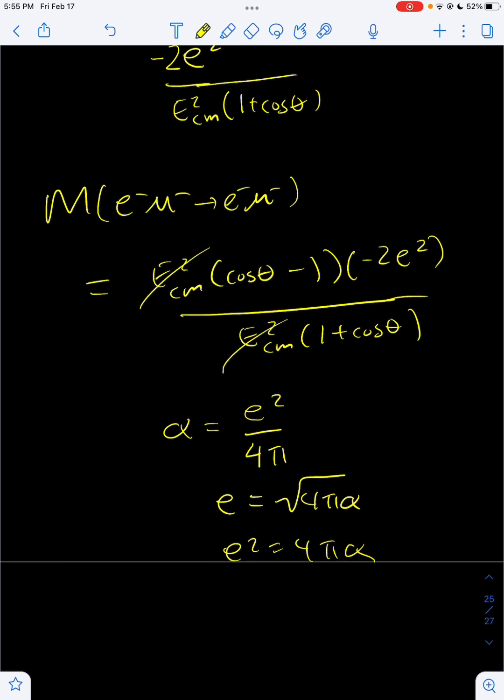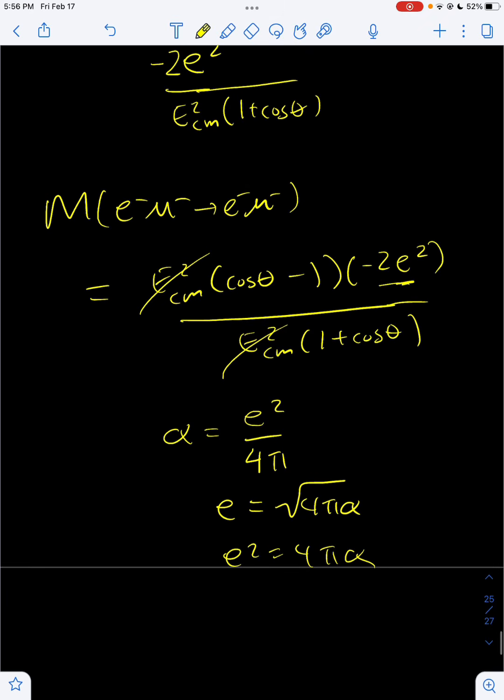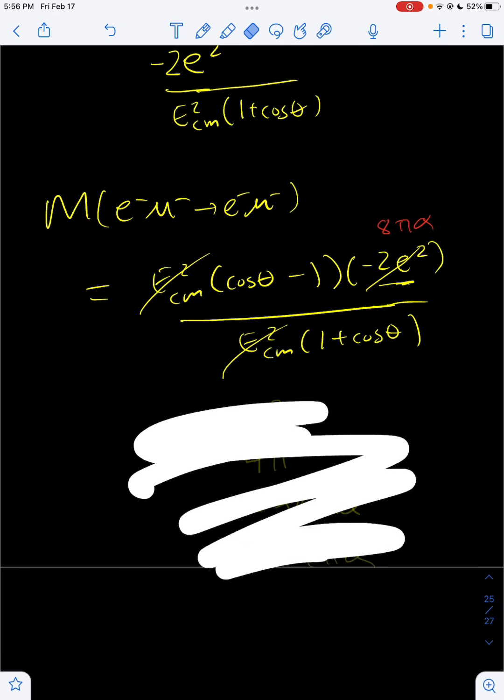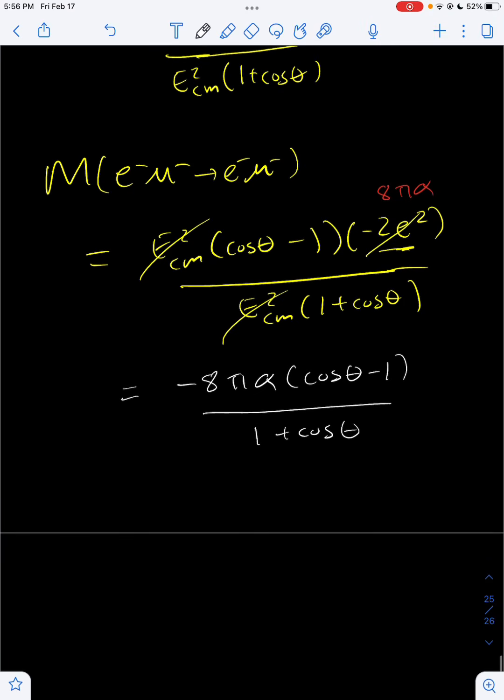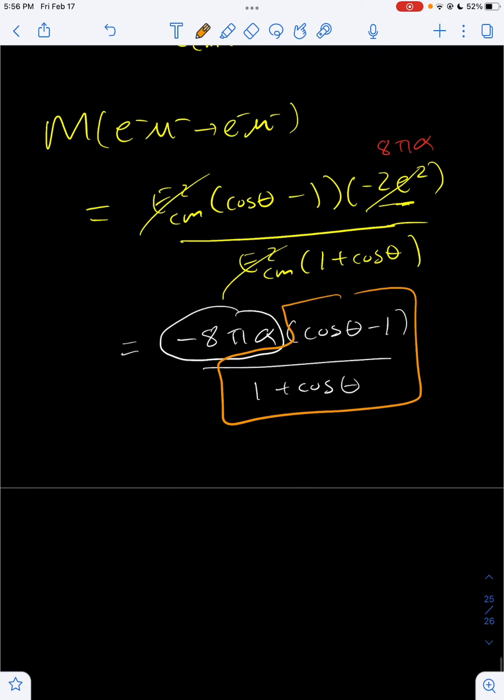Well, here we got E squared times 2. So that's just going to be minus 8 pi alpha, which means that our answer is going to be minus 8 pi alpha times cosine of theta minus 1 divided by 1 plus cosine of theta. Remember the Russian guy said the answer was minus 8 pi alpha, but it seems that he has forgotten the angular term, so you have to add it. But this is going to be our full answer over here.